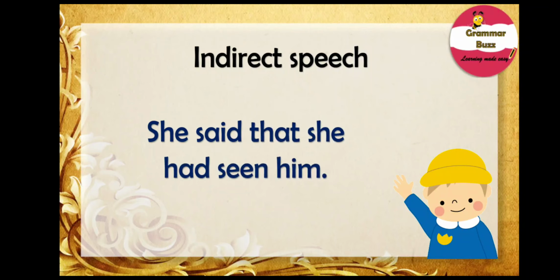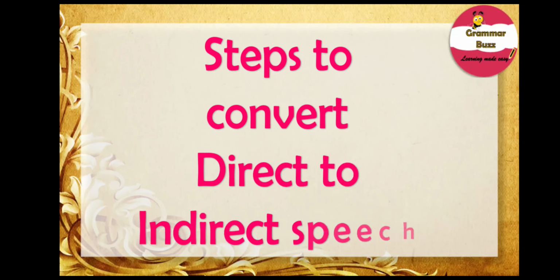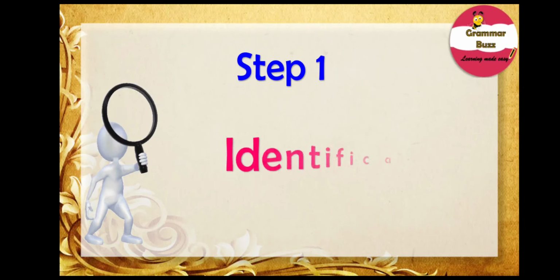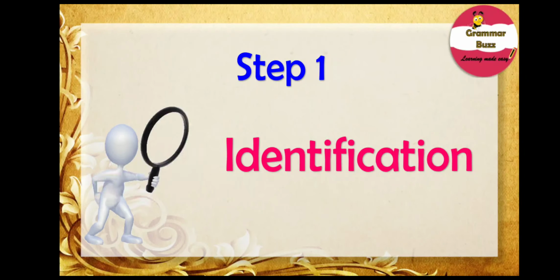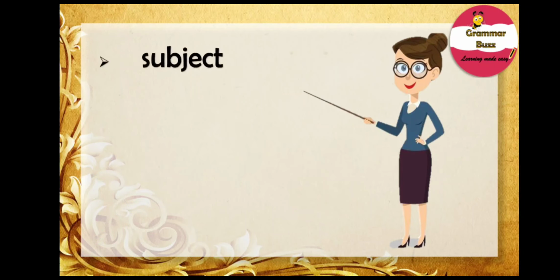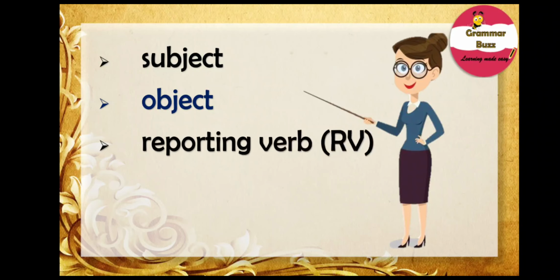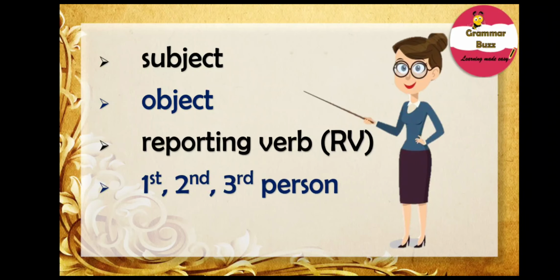Now you know there are 6 steps to convert direct speech to indirect speech, and you should know them before we get to know the rules of conversion. So let's get started. The first step is identification. All we need to identify is the subject, the object, the reporting verb, first, second, third person in the reported speech, and if the reporting verb is in past form, then the tense of the reported speech.